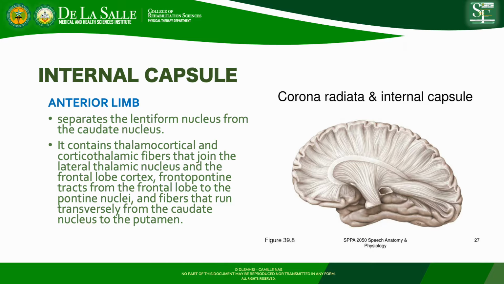Now the anterior capsule can be divided into two parts. You have the anterior limb and the posterior limb. The anterior limb separates the lentiform nucleus from the caudate nucleus, and in a way it resembles the shape of the caudate nucleus, right? It contains the thalamocortical and corticothalamic fibers that join the lateral thalamic nucleus and the frontal lobe cortex. Basically, it contains descending fibers that are important for movement, not just of the body, but also of the face, specifically the thalamocortical and the corticothalamic fibers.